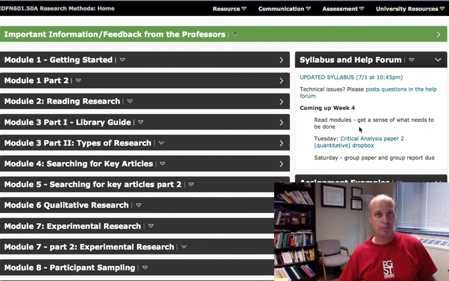Now, it's a little different because the first line here is read the modules, get a sense of what needs to be done. Those are things that obviously have to be done in the remaining modules. But instead of listing those here, what I'm asking you to do is at least scan through all those modules to see what's going to be happening in those modules for the rest of the week so you can balance that work with the critical analysis and group paper.